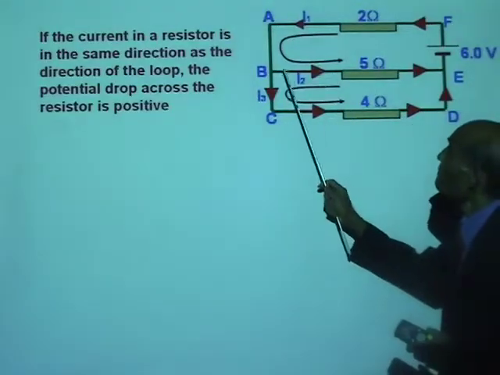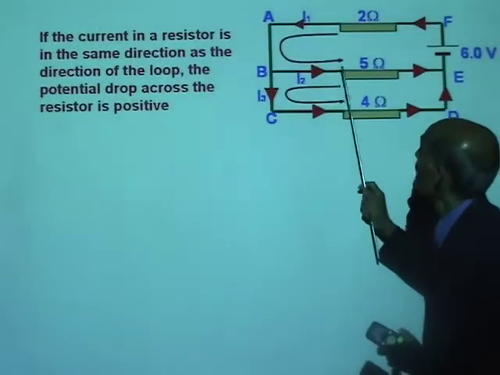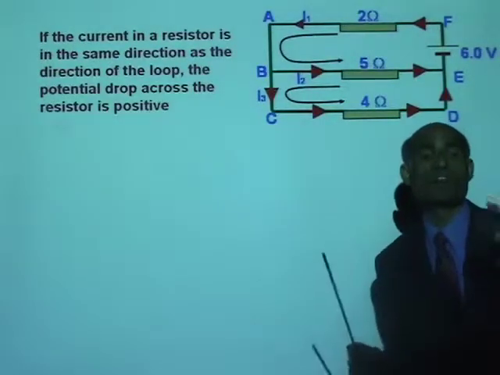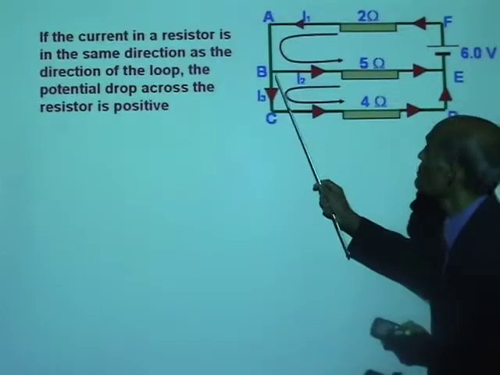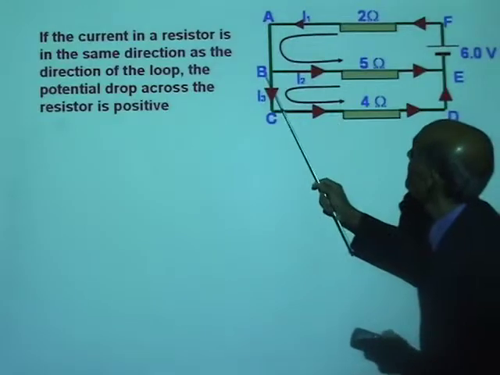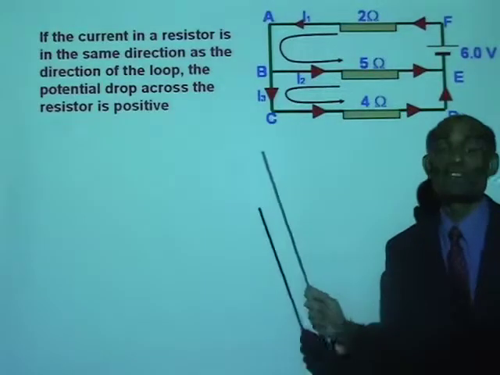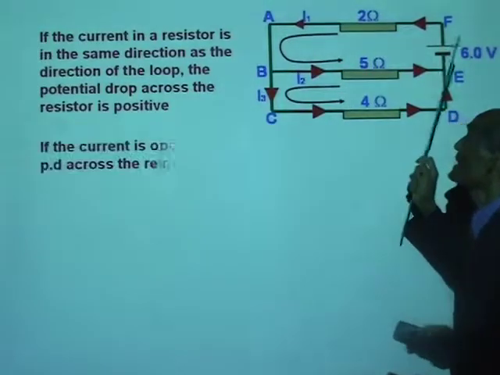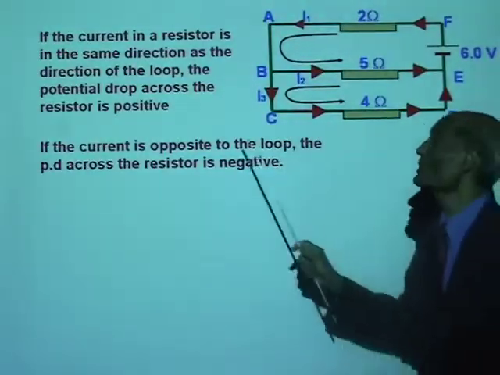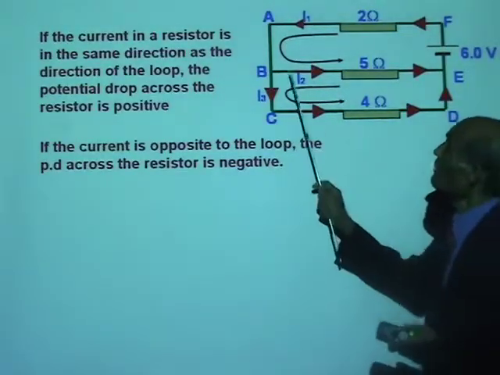Now tell me, if you look at the loop BCDEB, is the potential drop across the 5 ohm positive or negative for that loop? The loop is traced out counterclockwise, BCDEB, and the current in the 5 ohm is opposite to that. It means the potential drop across that resistor is negative. So if the current is opposite to the direction of the loop, the potential drop across the resistor will be negative.